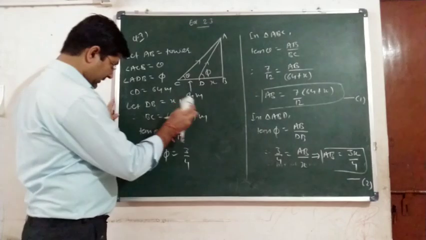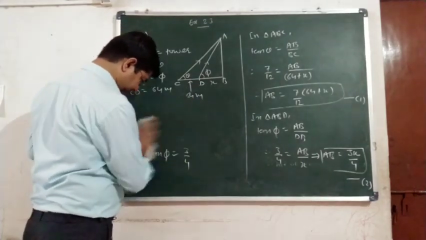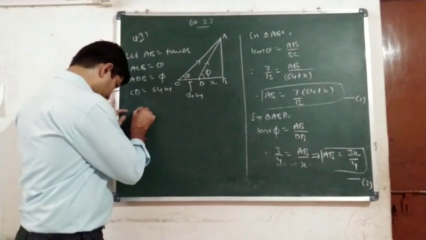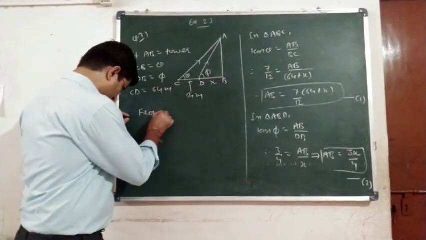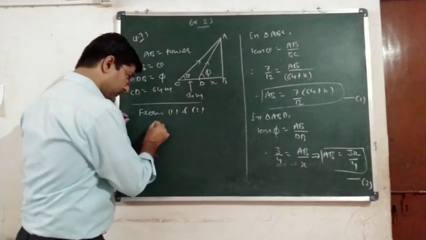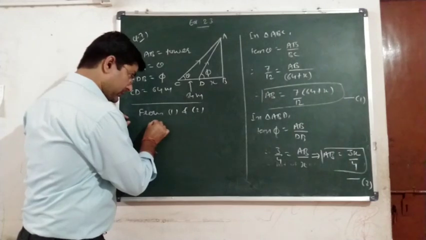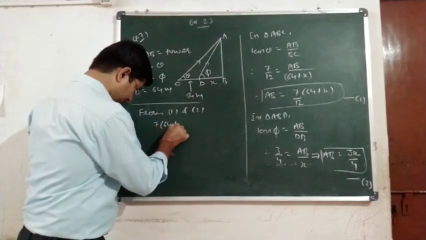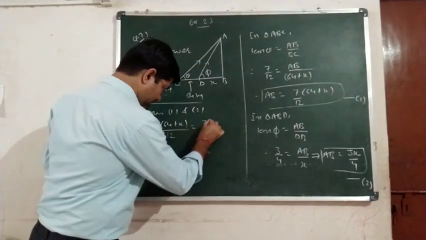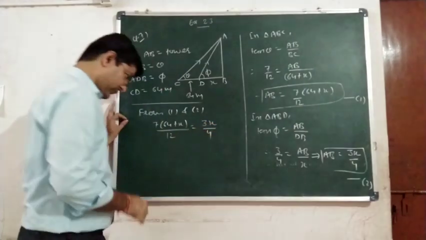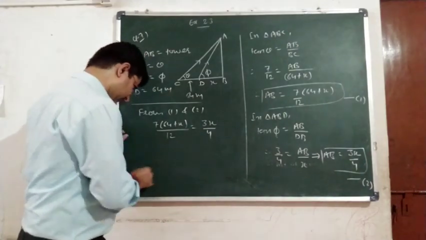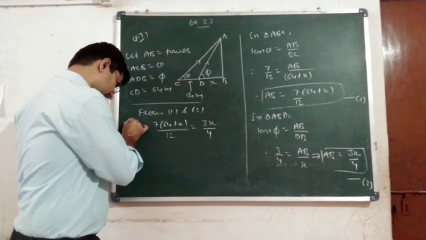Okay, so now I will remove this from here. Now from results 1 and 2, 7 into 64 plus x upon 12 is equal to 3x by 4. Now simplify. So 64 into 7 we have to do.